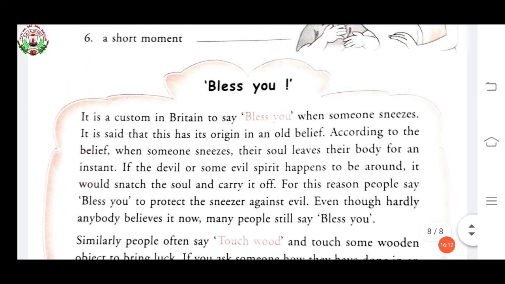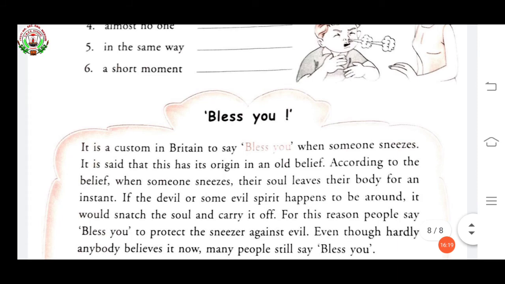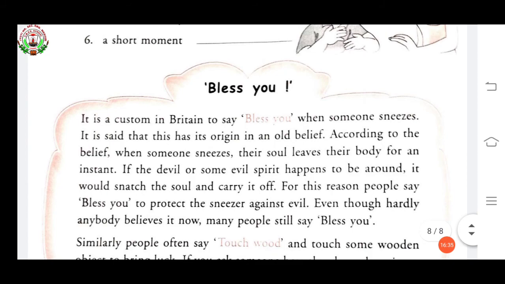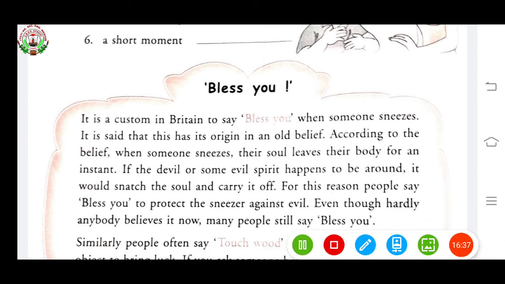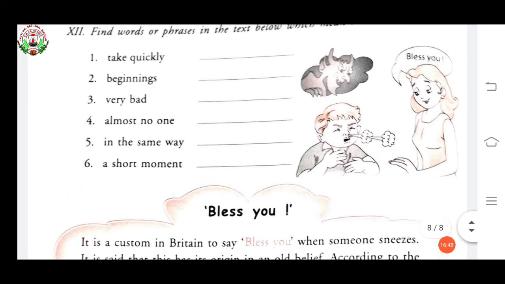So, now we have to do the meanings. Take quickly. See, take quickly means you have to find here snatch. Okay, snatch. Now the second word, beginnings. Beginning means, in the second line, origin. Origin. The third one, very bad.